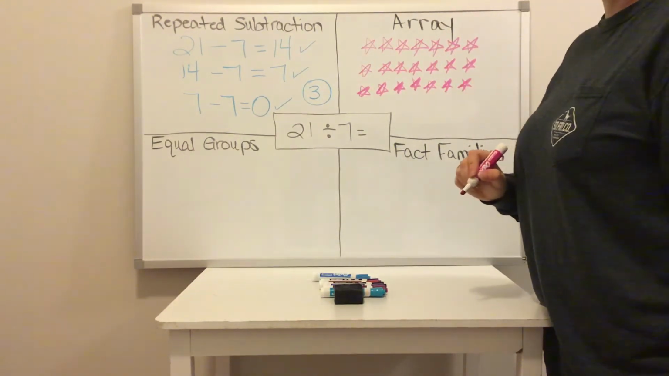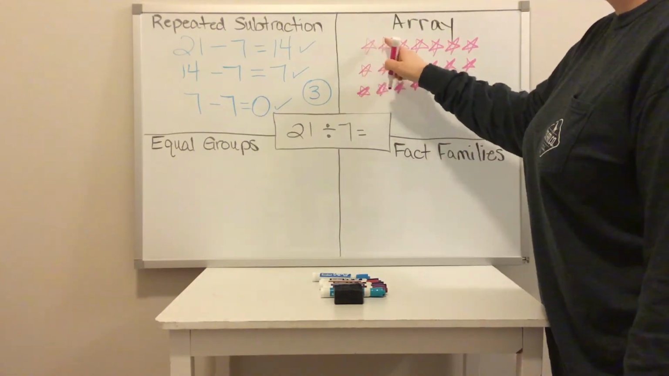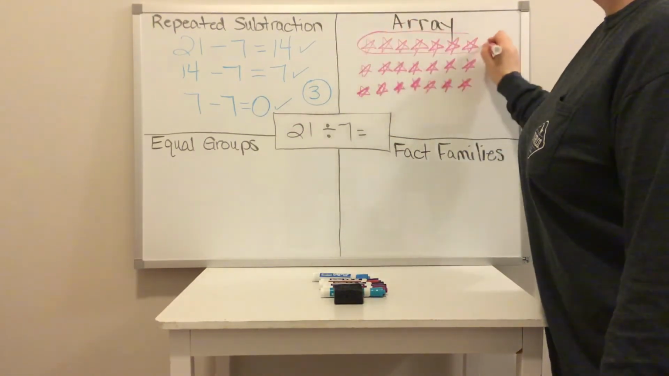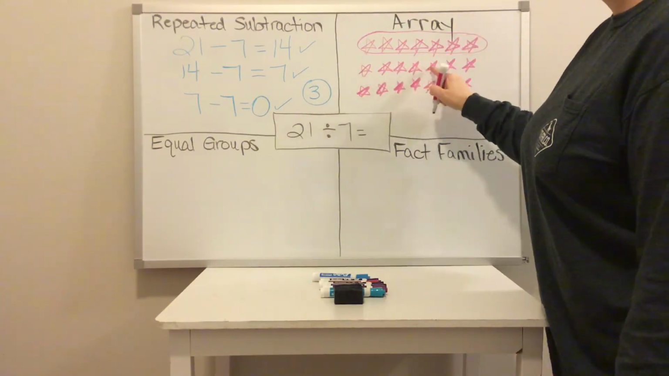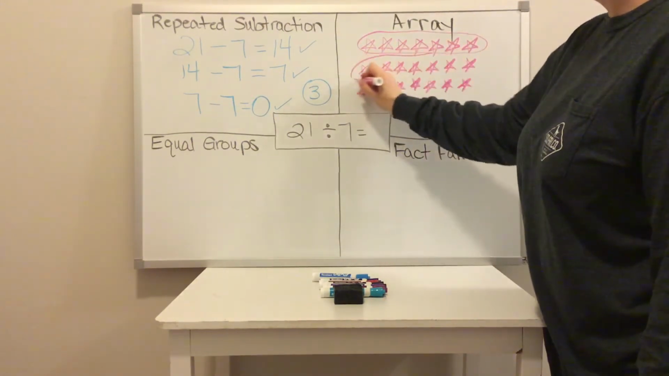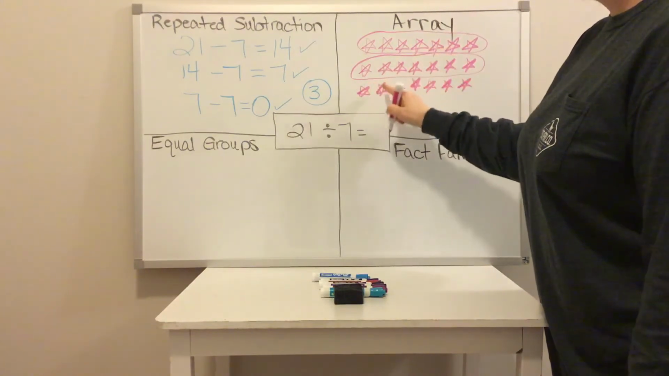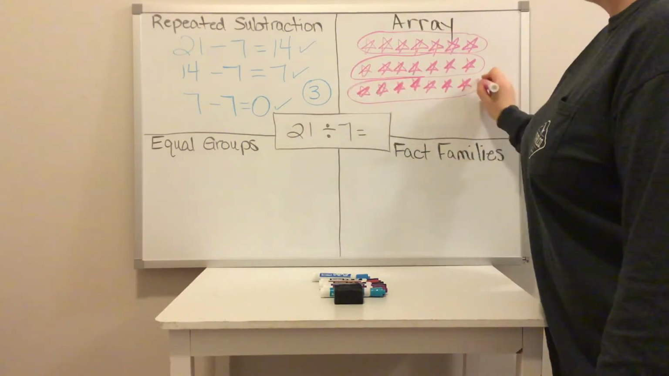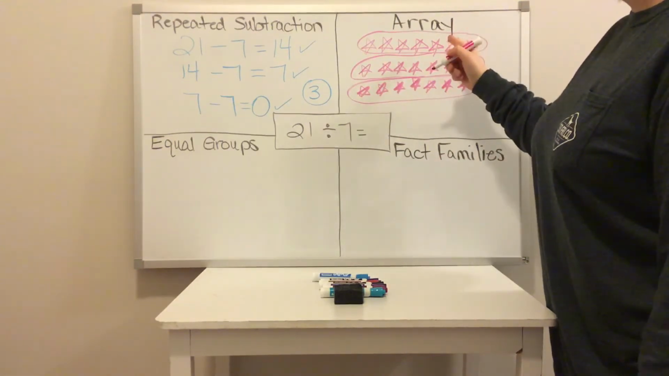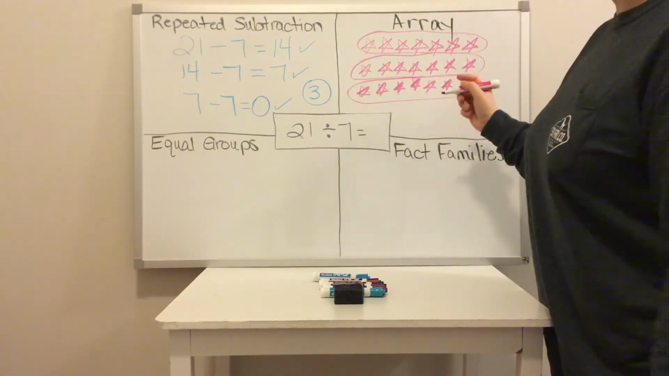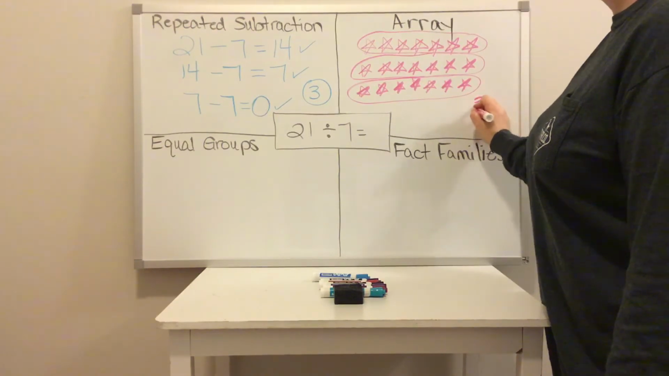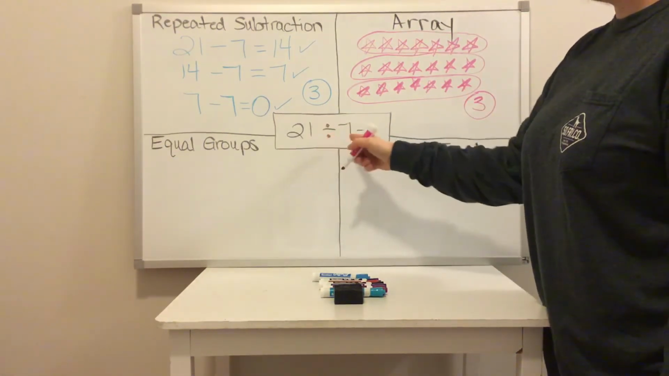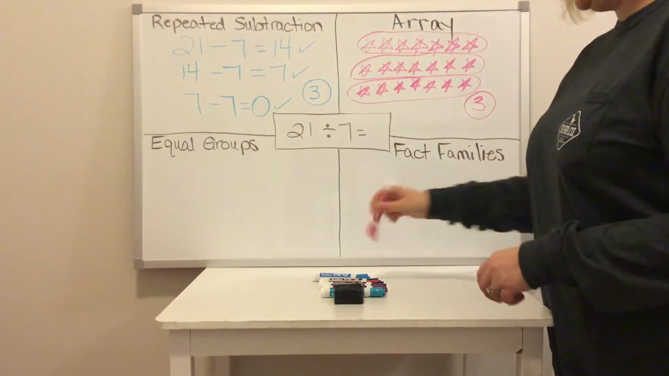So I'm going to make sure that I have 7 in each row. 1, 2, 3, 4, 5, 6, 7. With 7 in each row, using 21 in all, I was able to make 3 rows. So that tells me my answer to 21 divided by 7 is 3.